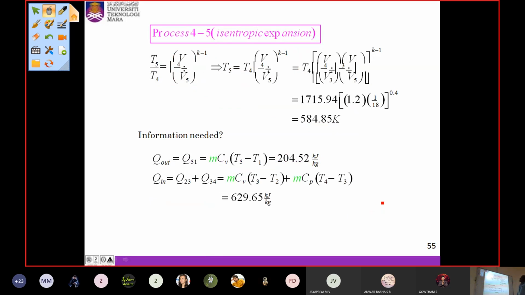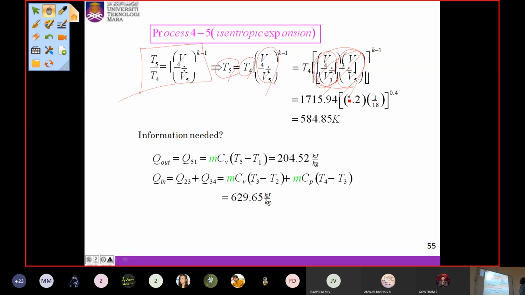Then you can go with the process of isentropic expansion. You can have this equation, T5 by T4 equal to (V4 by V5) power k minus 1. Then you want to calculate T5, so we have the value for T4. We don't have the value V4 by V5, so to get that you can write the equation as V4 by V3 into V3 by V5. So we have multiplied V3 in the top and bottom. Then we know these values.